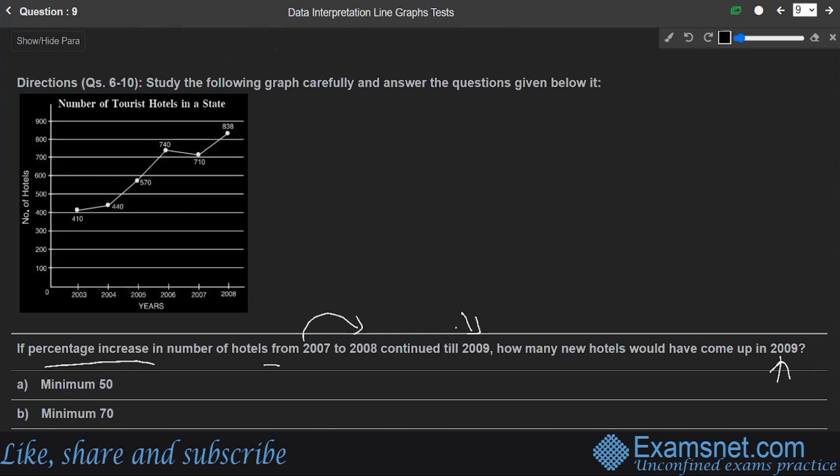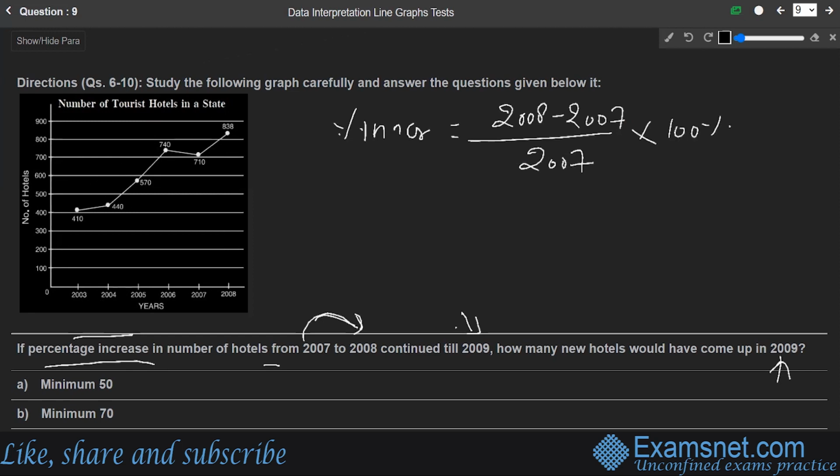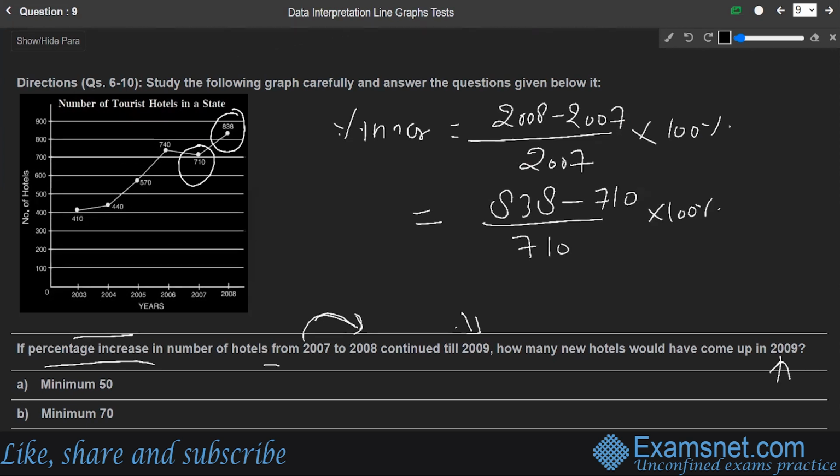So first of all we need to see how much is the percentage increase from 2007 to 8. Percentage increase can be found out by the number of hotels in 2008 minus the number of hotels in 2007, divided by the number of hotels in 2007, the older value, into 100%. That will be the percentage increase. The number of hotels in 2008 is clearly 838 from the graph, minus that in 2007, which is clearly 710, over 710 into 100%. If we solve this further, this is approximately equal to 18%. So there is an 18% increase from 7 to 8. He is saying the same increase is getting continued.